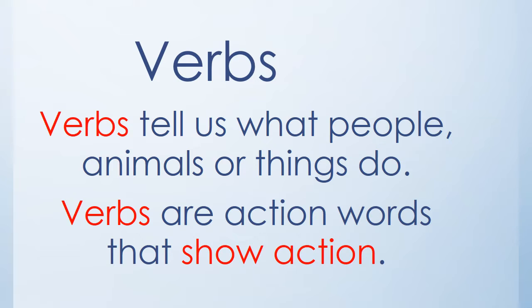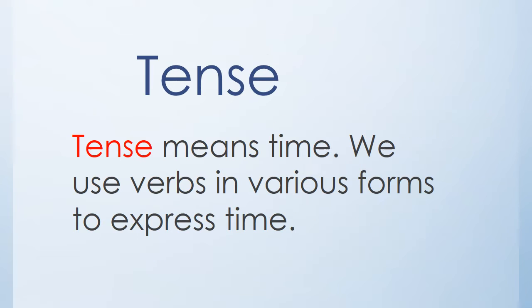Verbs tell us what people, animals, or things do. Verbs are action words that show action, right? And tenses are related to verbs because tense means time. Tense tells us at what time the action happened. We use verbs in various forms to express time.